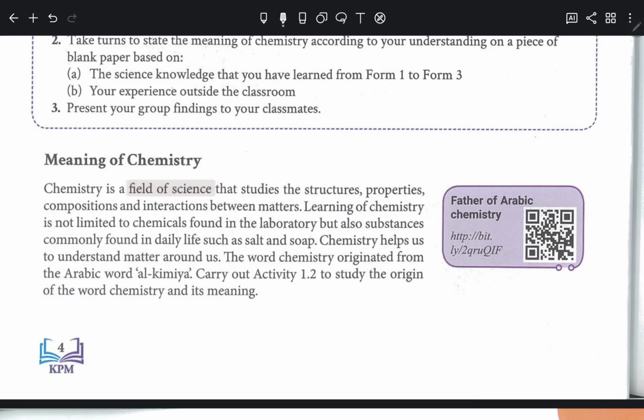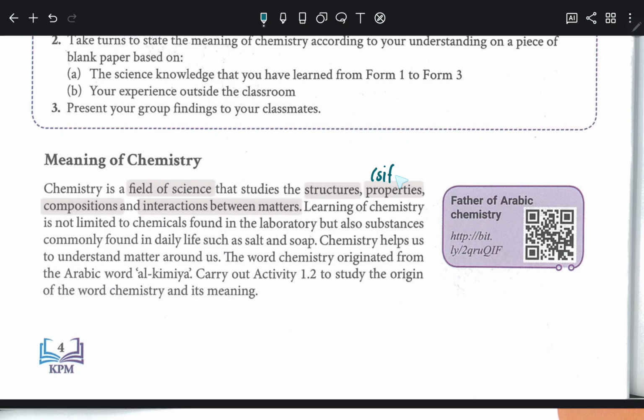So chemistry is a field of science that studies structure, properties, compositions, and also interactions between matter. Let's say in your form 1, form 2, form 3, you learn about matter, right? Solid, liquid, gas. Then you learn about the arrangement. Solid, it can't move freely, the interactions are strong. Everything is chemistry, because in chemistry you learn about the properties. The particles are arranged and so on. Everything is the properties of solid. Okay, properties is sifat actually.